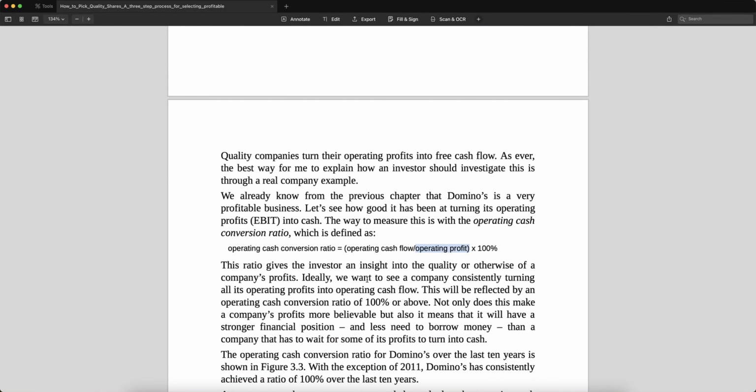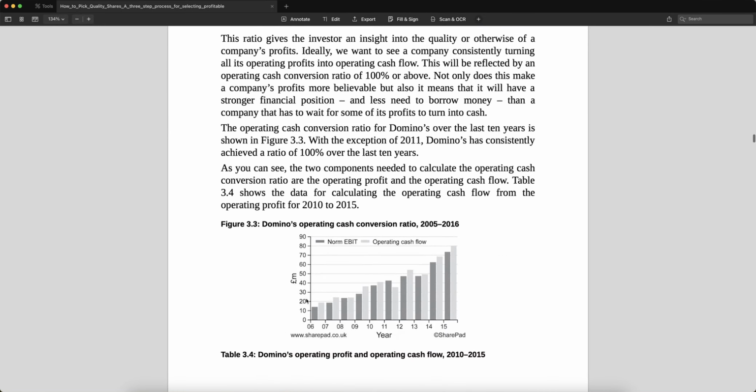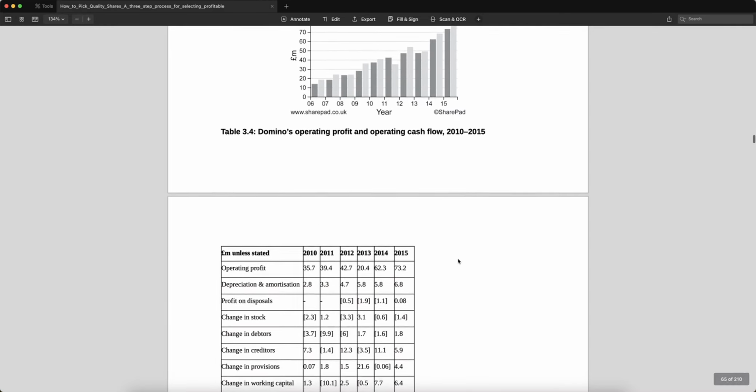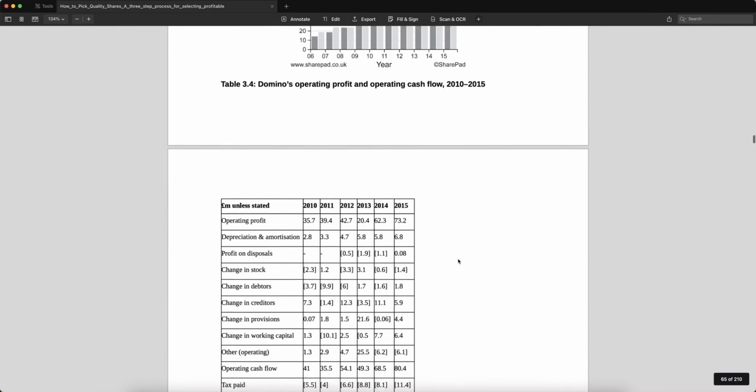So the operating cash flow conversion is your operating cash flows divided by your operating profit into 100, just to see a percentage of how much of your operating profit is getting into cash flows. Very easy to understand, no big jargon over here. This is a pictorial representation. It should be very similar. It cannot be very similar every year, but it should be very similar.